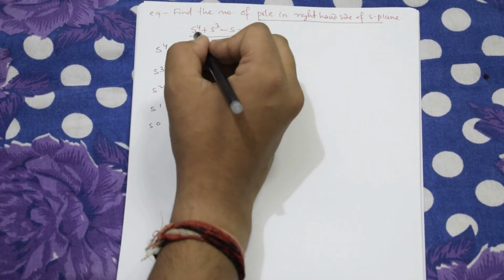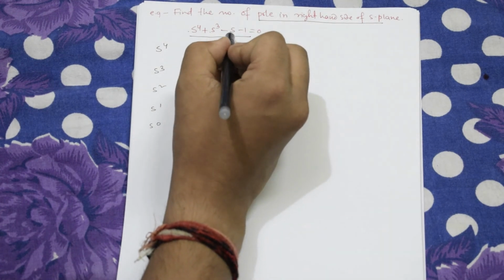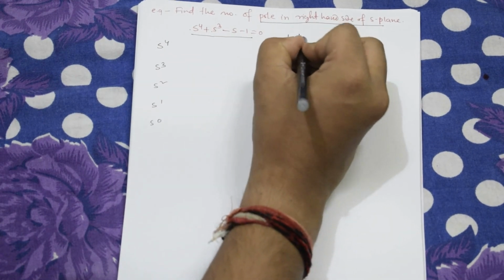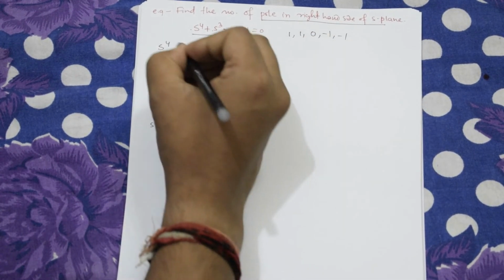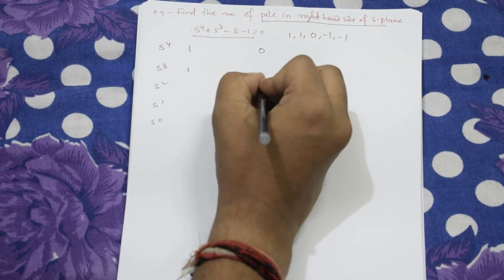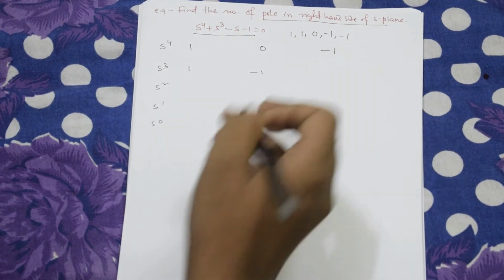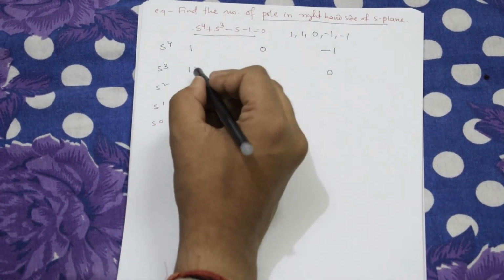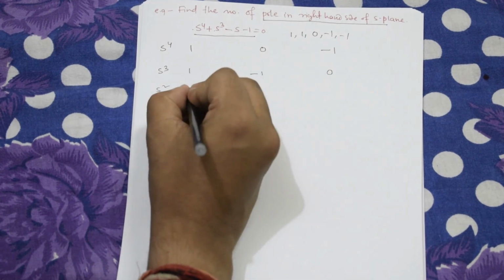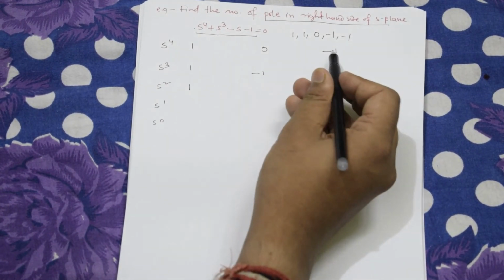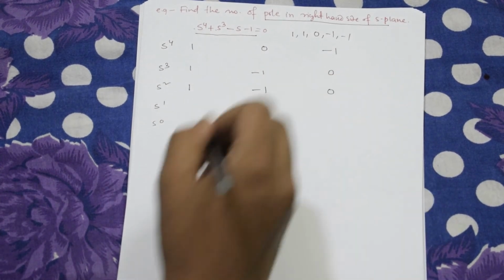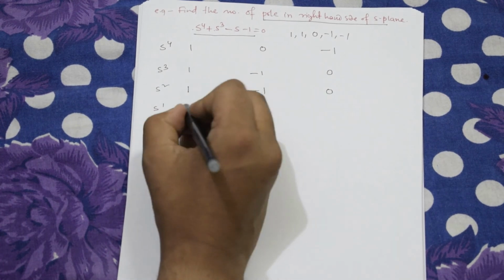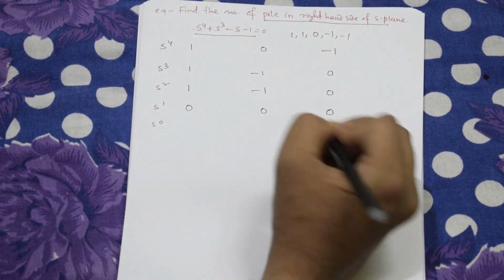Here the coefficients are 1, 1, 0, minus 1, minus 1, because S power 2 term is absent. Now from this row we need to calculate the coefficients. 1 into 0 is 0, minus 1 into 1, it will be 1. This one, 1 into minus 1 by 1, it is minus 1, it is 0. Now in this one it will be 0 because 1 into minus 1 minus 1 into minus 1 is 0, and this is also 0.